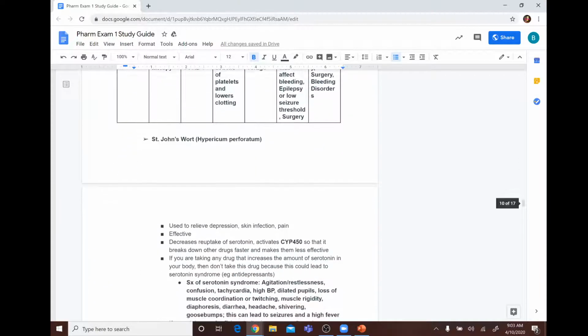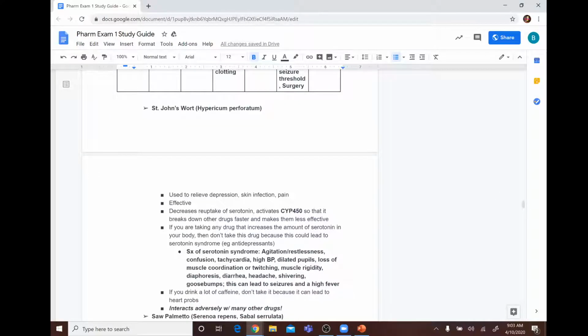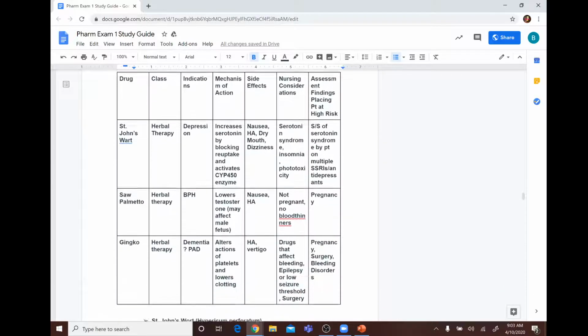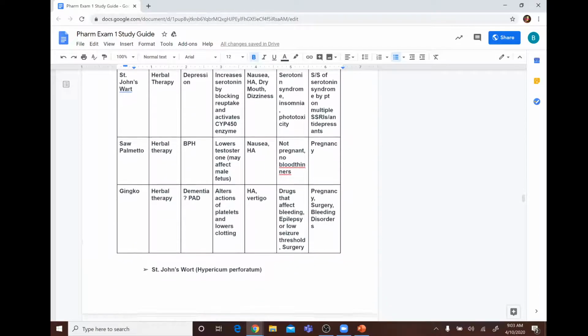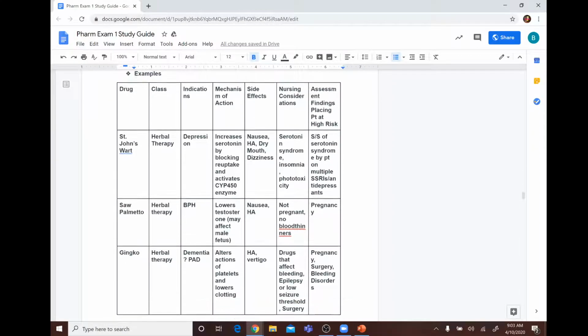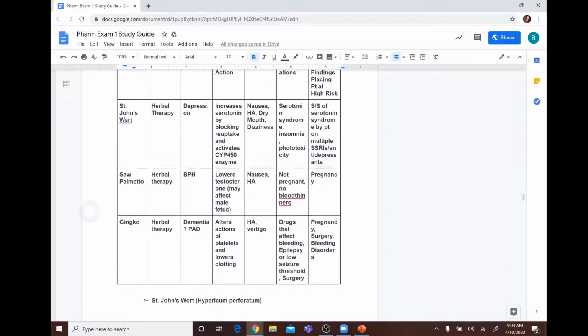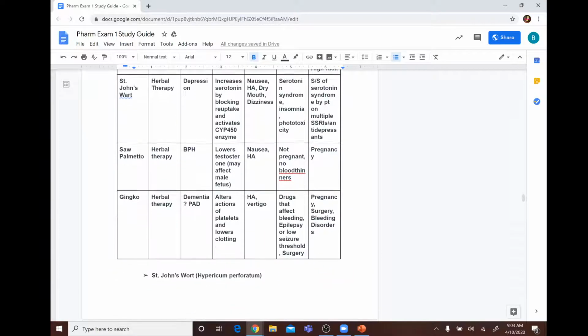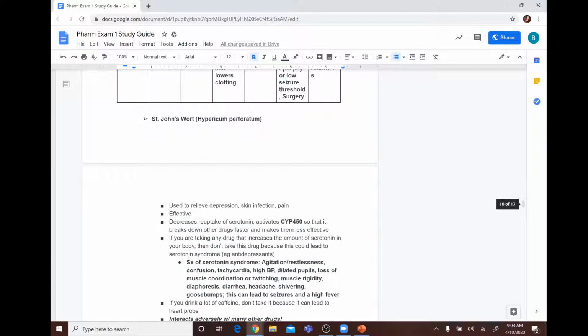All right, St. John's wort is used for what? Depression. What is the action of St. John's wort? Increases serotonin by blocking reuptake and activates CYP450 enzymes.